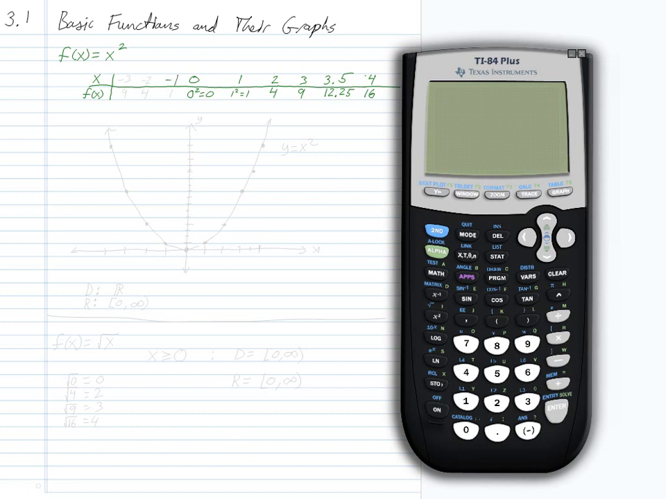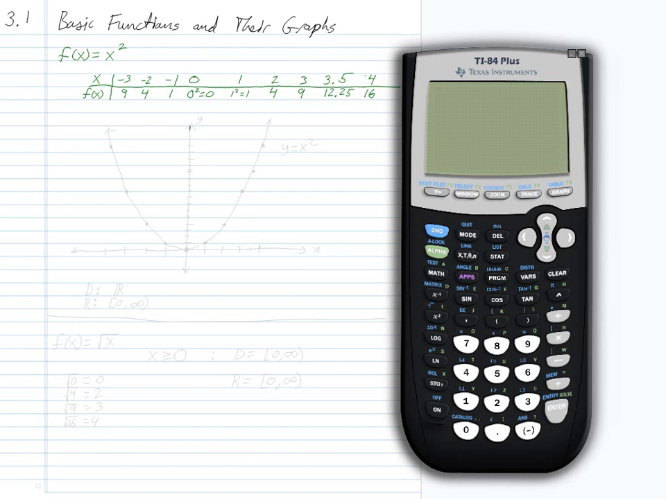Negative 1, if I square that, I would get 1. Negative 2, if I square that, I would get positive 4. Negative 3 would give me 9, and we can see sort of a symmetry going on. If I square 2, I get 4. If I square negative 2, I get 4. So really, all I need to do is look at the positive x values, and then I'll know what would happen for the negative x values as well.